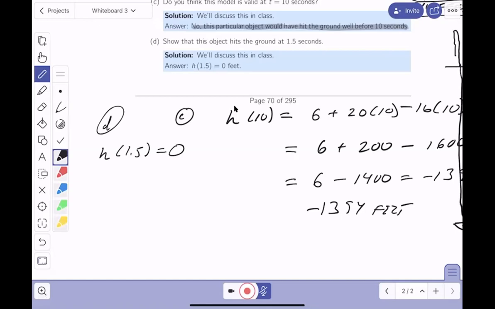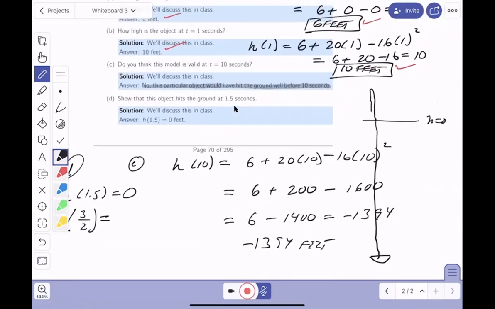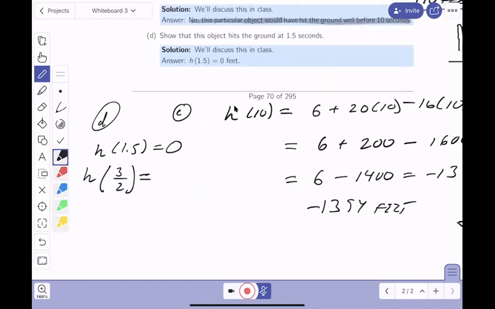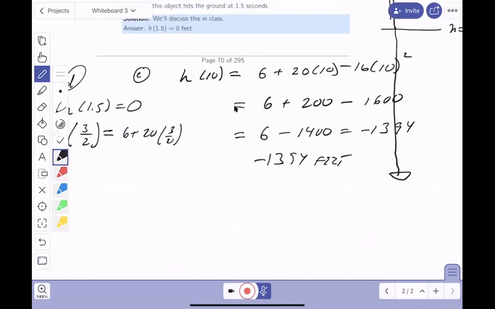Now someone says, how would you do that? Well, I got to plug it in. I'm going to be honest with you, I don't like decimals, but that doesn't mean you can't like decimals. This is 3/2. Now, what do we do? Well, go back to the original function. It's 6 plus 20t. I'll write this down for you. Then t is 3/2. Again, minus 16t squared.